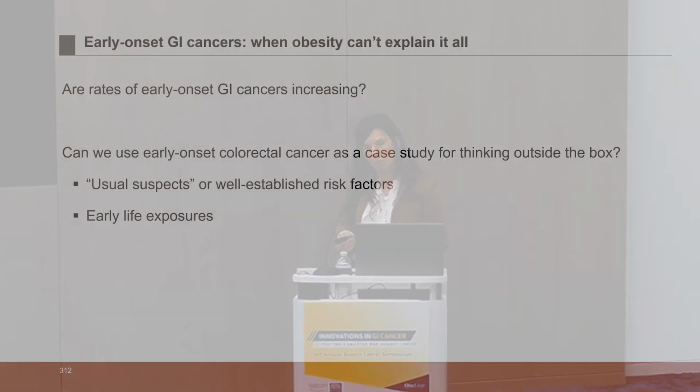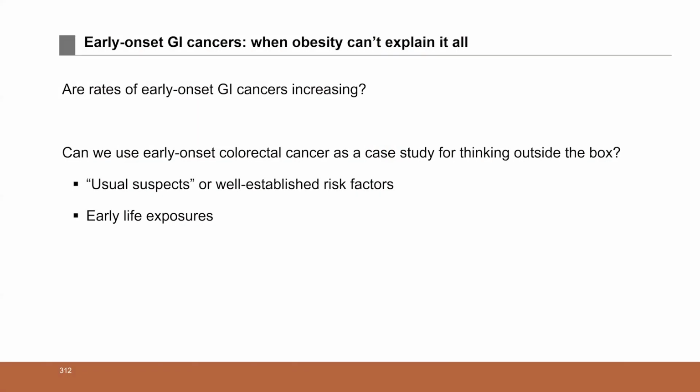I'll do this by first talking about what I call usual suspects or well-established risk factors for colorectal cancer like diet or obesity. I'll then give a specific example of a risk factor we've not previously considered by sharing some of my own work on early life exposures, or exposures that happen during the earliest periods of development like gestation and infancy.